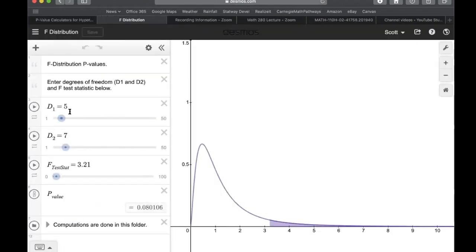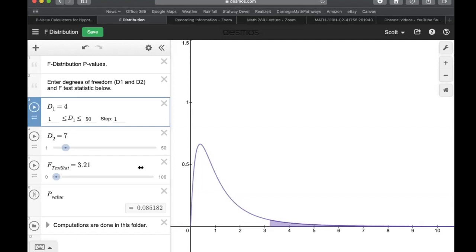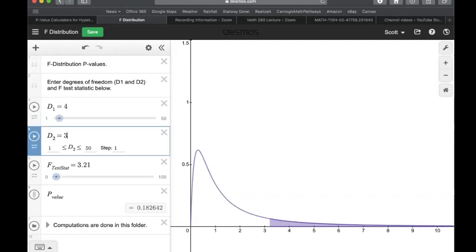And then you dial in your 2 degrees of freedom. I think the first one, was it 6? Or was it 4? I don't know. It was 4. Okay, so dial that in, and the distribution shape depends on these. Degree of freedom 2, I think, was 30.